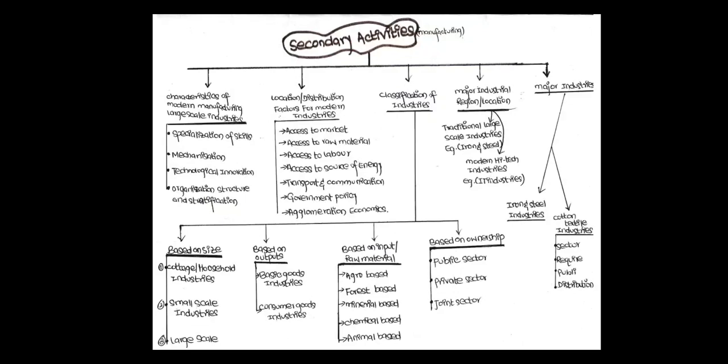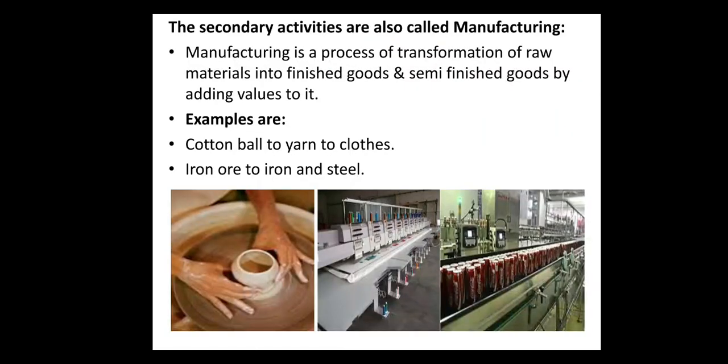Today in this class we are going to study about the secondary activities, chapter number 6, Fundamentals of Human Geography, class 12. First, in this chapter, the first thing we need to know is what is meant by secondary activities, or what the secondary activities are. Secondary activities are also called manufacturing.